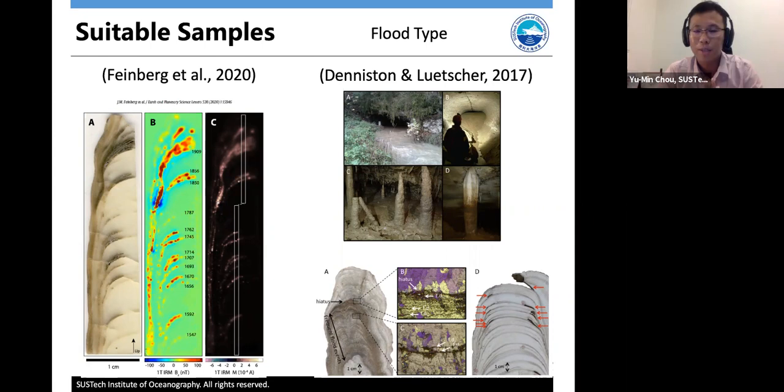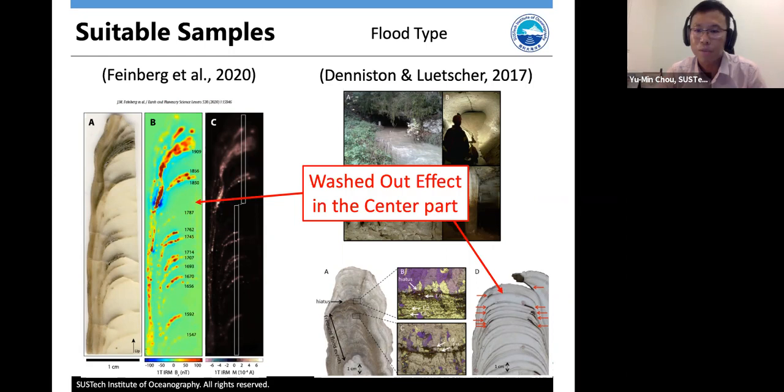If you want to do a paleomagnetic study, you have to avoid using this part, because here we can get a lot of coarse grain, and this washout effect means the particles were not deposited the first time. So you get a lag here, an edge lag. This washout effect is in the central part. So if you want to use a stalagmite in this case, you have to choose a large one with a bigger diameter, because the washout effect will influence your records.